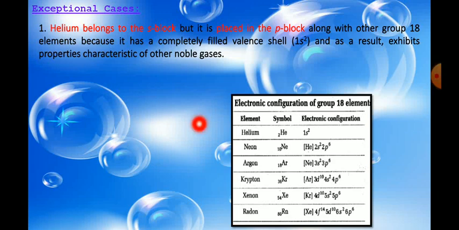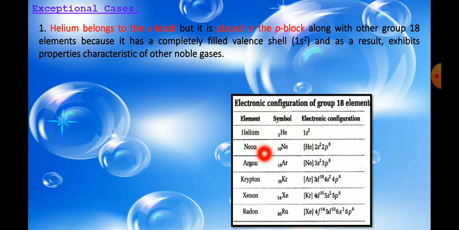Why? Because it has a completely filled valence shell. S orbital can accommodate a maximum of 2. It's already completely filled. In all the noble gases, the valence shell is completely filled. P can accommodate a maximum of 6, and 6 electrons are there. S can accommodate a maximum of 2, and 2 are there. That means 6 plus 2, 8 electrons. Octet state comes. What is the octet state? Stable state. In the same way, helium has the duplet state, 1s2.